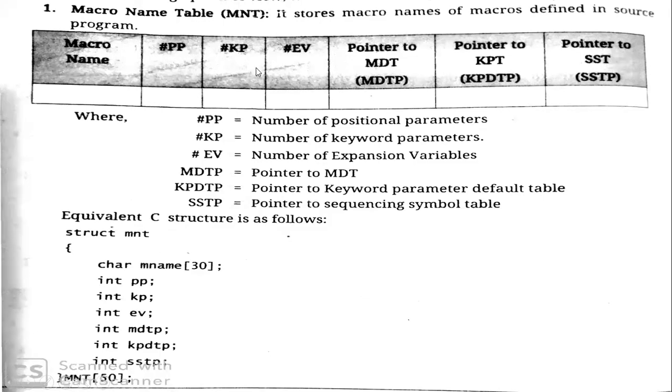All these values are given in the form of integers. So the number of pp, positional parameters, number of keyword parameters, number of expansion variables, etc. All these are nothing but integer values. Our name of the macro should be given in a character field, and here we can use MNT, a maximum of 50. Here we give an array of structure that will be created at this particular point. MNT is the data type that should be created having 50 macro definitions or 50 macro names, and the corresponding information should be put into this particular type of C data structure.